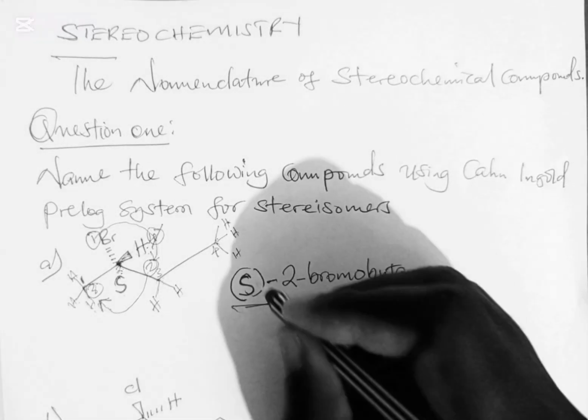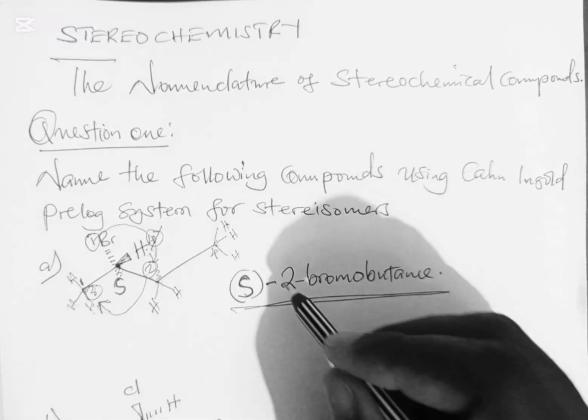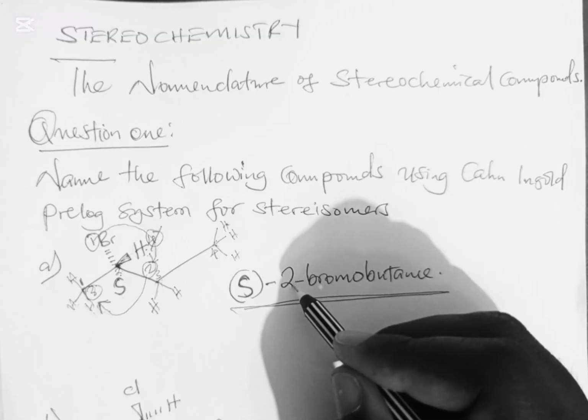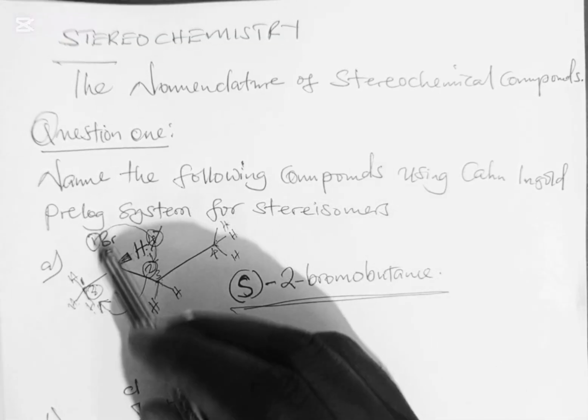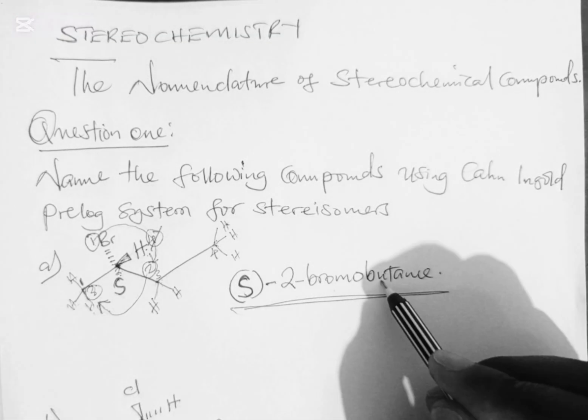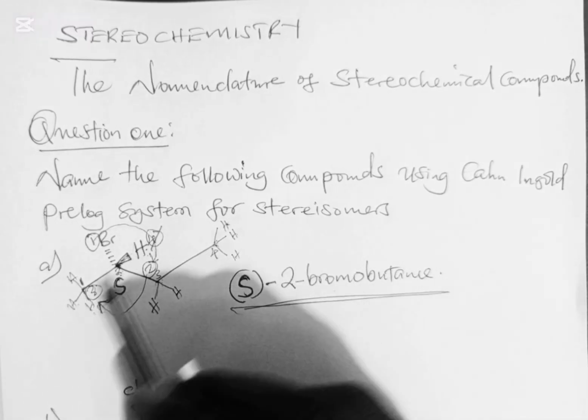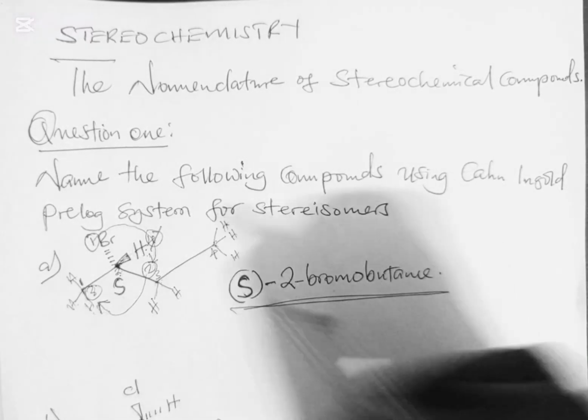So S is the configuration, the RS configuration. This 2 is telling you that on carbon 2 we have got a bromine. So 2-bromobutane. Now the butane is the parent name of this compound.